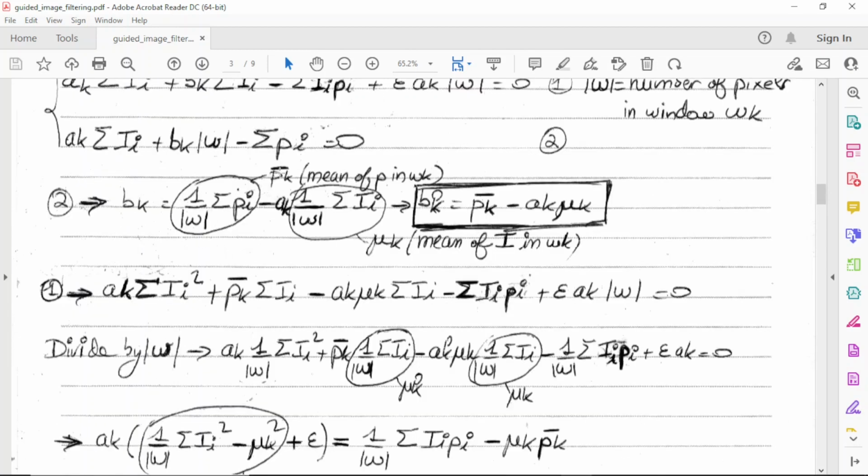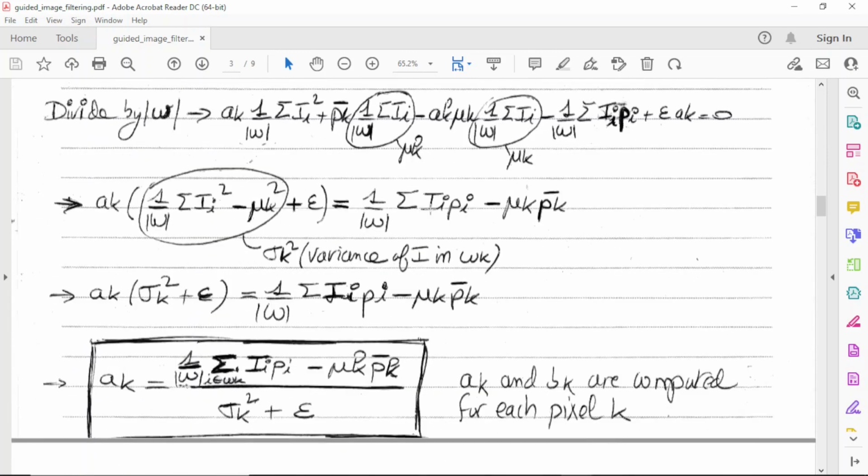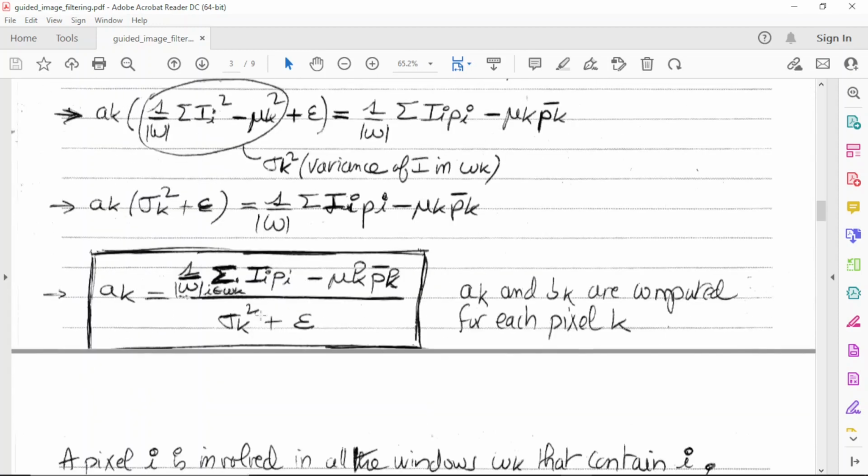PK bar is the mean of P in omega K. And mu K is the mean of I in omega K. So both are means, but not of the same thing. The mu K is the mean of the guidance image, and the PK bar is the mean of the input image. And sigma K is the variance of I in omega K. And you have the epsilon.